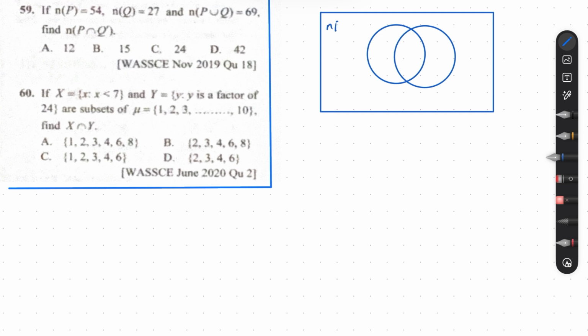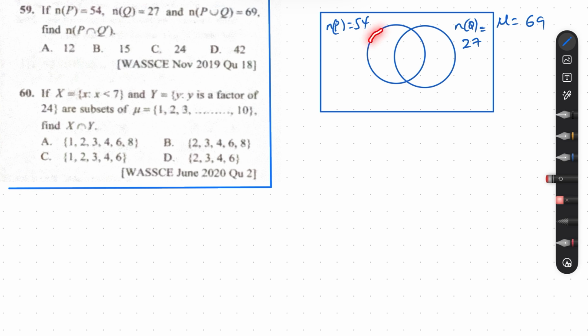So now, n of P is equal to what? 54. And n of Q is equal to what? 27. And then P union Q here simply means the universal set. So the universal set U is what? 69. P union Q, that means everything in here is equal to 69. So they are telling us to find what? P intersection Q complement, that is everything outside of Q.